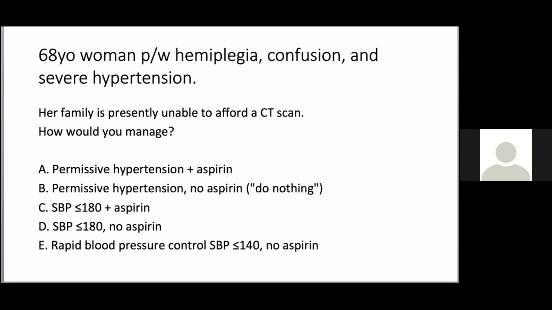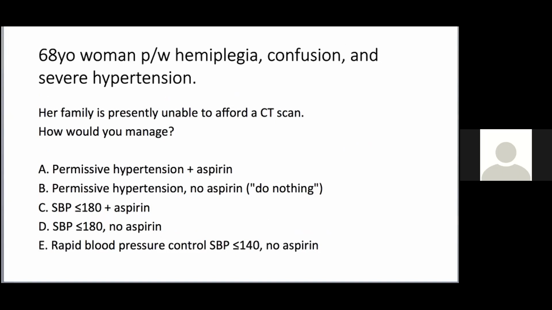Can't get a CT scan yet, both due to patient stability and the family not having yet raised funds. And so how would you manage her with this presentation, very concerning for stroke, but no CT scan?